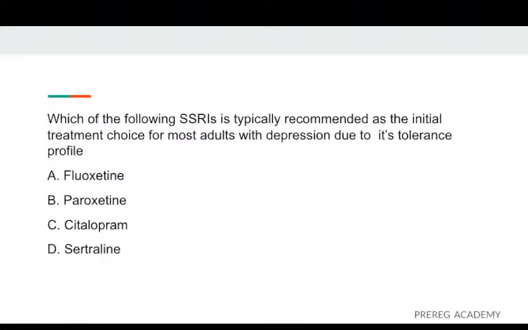Which of the following SSRIs is said to be the safest? Which one is preferred because of its tolerance profile? Is it A, B, C, or D? Yes, option D, sertraline. Okay. What's the major risk associated with citalopram?